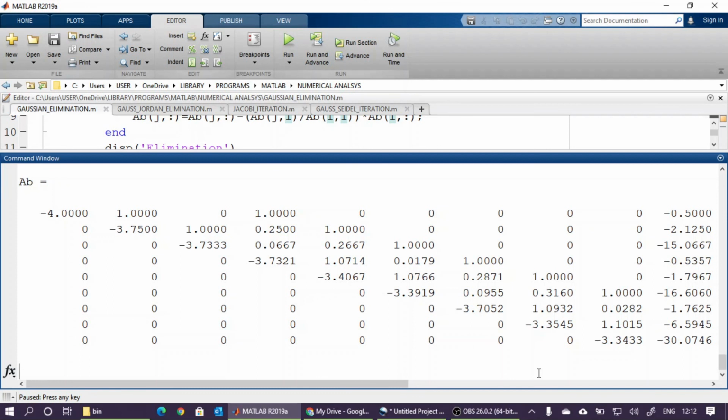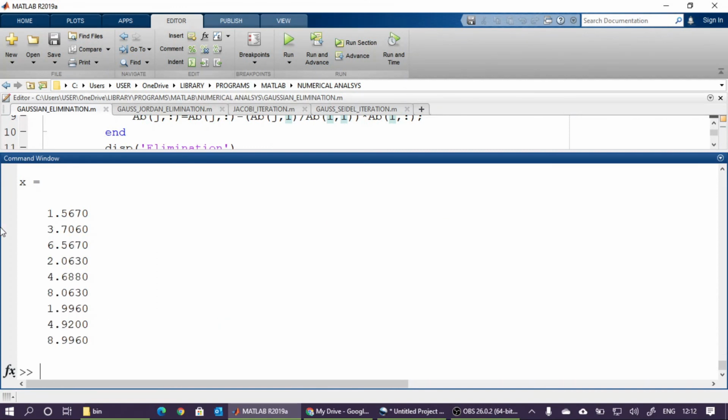Now we are going to do the back substitution. Back substitution means first we find U9, from the coefficient of U9 in the last row. Then we find U8, then U7, and in that way onward. So this is U, the solution.